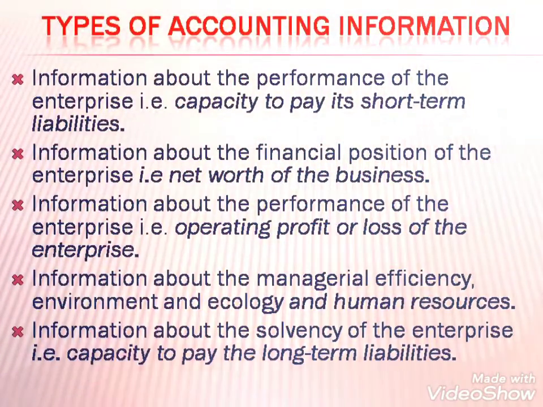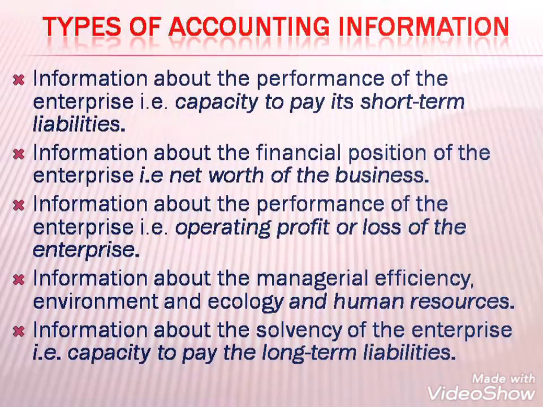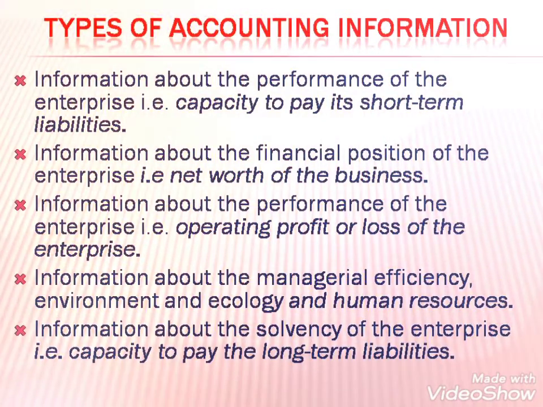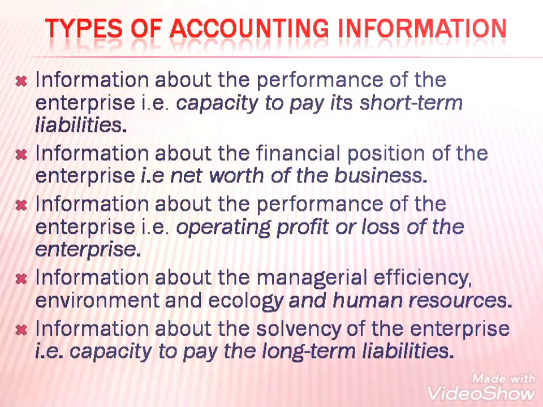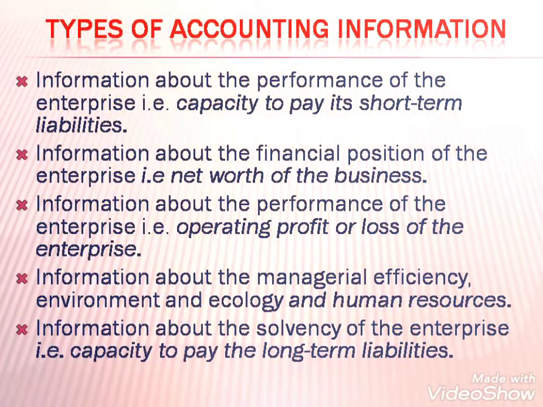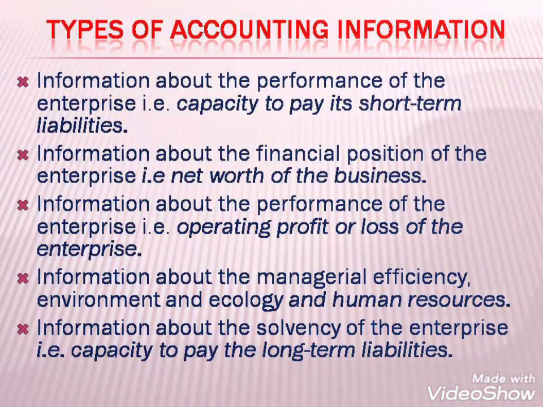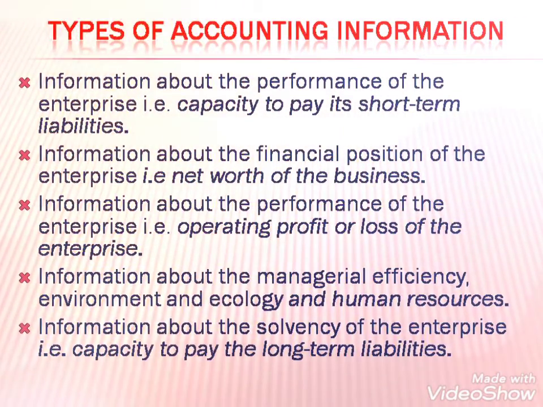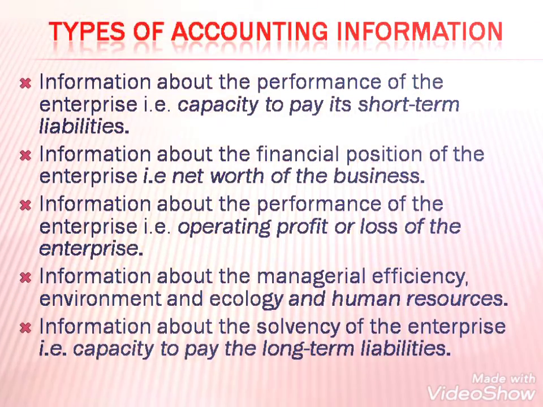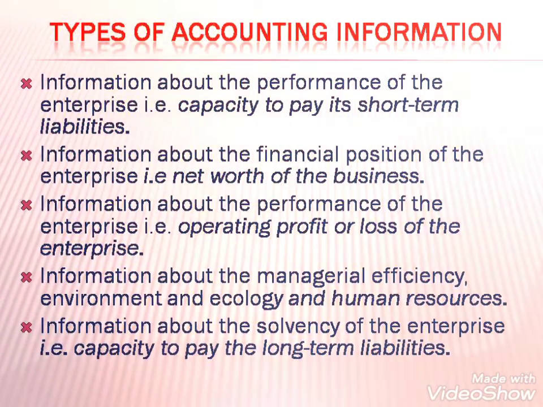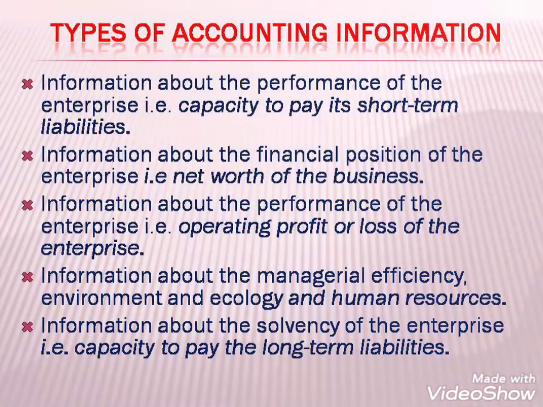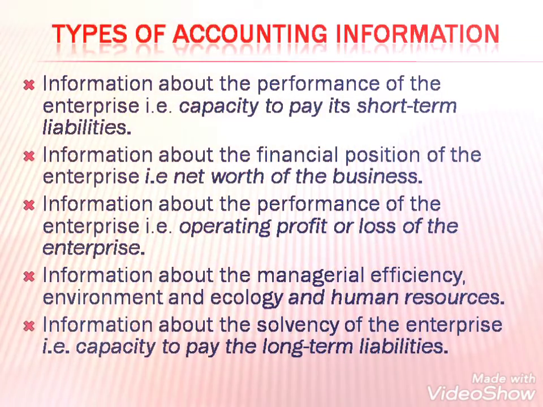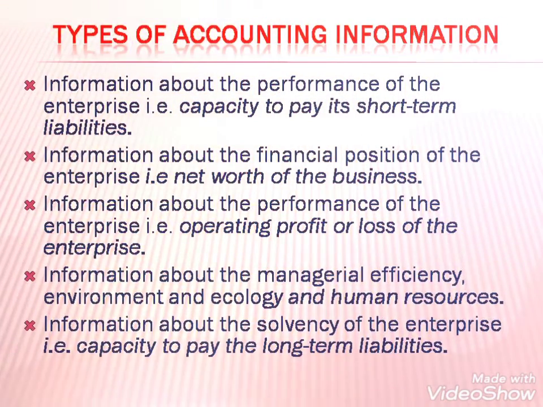Here are different types of accounting information. Accounting provides information about the performance of the enterprise, that is, its capacity to pay its short-term liabilities, information about the financial position of the enterprise, that is, net worth of the business, about the performance of the enterprise, that is, operating profit or loss of the enterprise, about the managerial efficiency, environment and ecology and human resources, and accounting provides information about the solvency of the enterprise, that is, its capacity to pay the long-term liabilities.